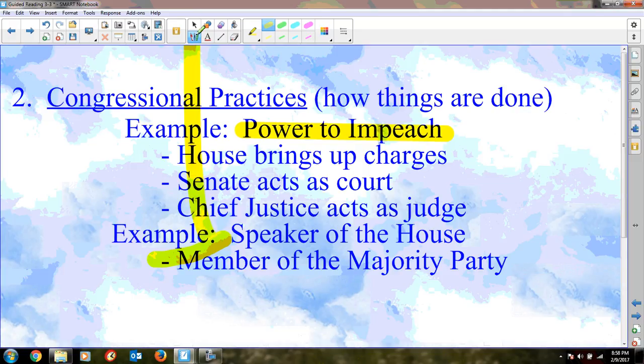Another example would be, let me erase all this, the idea of the Speaker of the House. In the Constitution, it says we have to have a Speaker of the House, but nowhere does it say how we're supposed to choose one. The Speaker of the House could have been the mayor of Washington, D.C., or a cop or an ordinary citizen. But our founding fathers decided in the first couple of Congresses that they would choose a member of the majority party, and they would elect a member from within themselves. And so that is how Paul Ryan got his job.